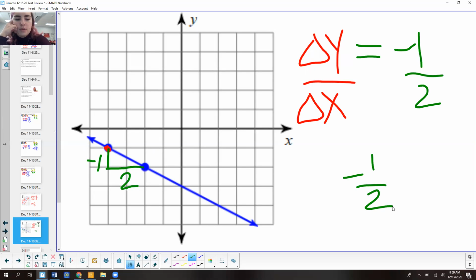And we know this because if we go down 1/2, down 1/2, down 1/2, we stay on this line. So that's going to be our slope. And it's a negative line, it's a negative slope, so that negative slope checks out. And that should be a really easy way for you guys to check yourselves also. If it's a negative slope, it should be a negative line.